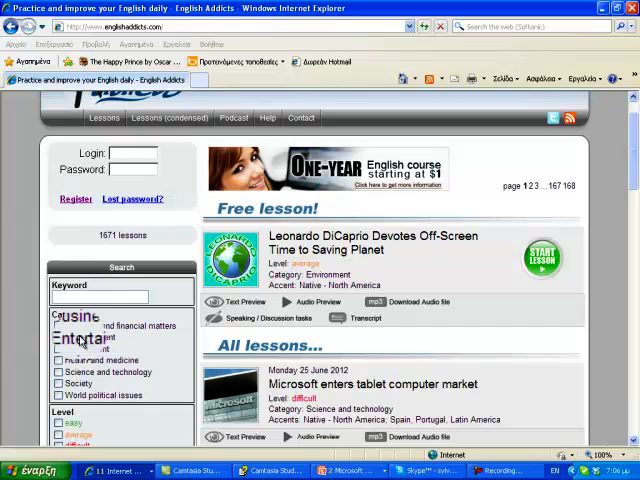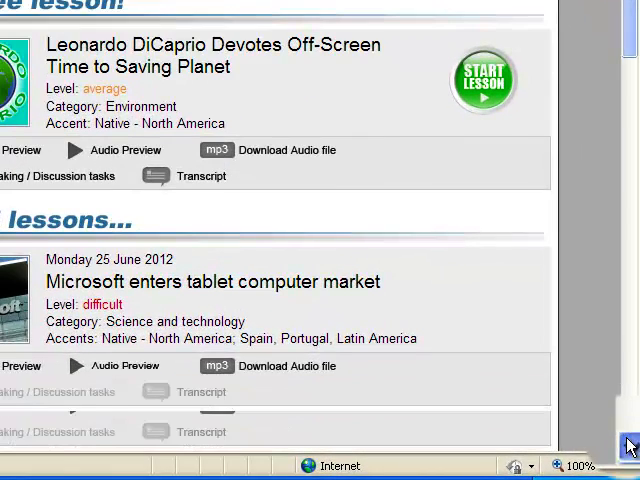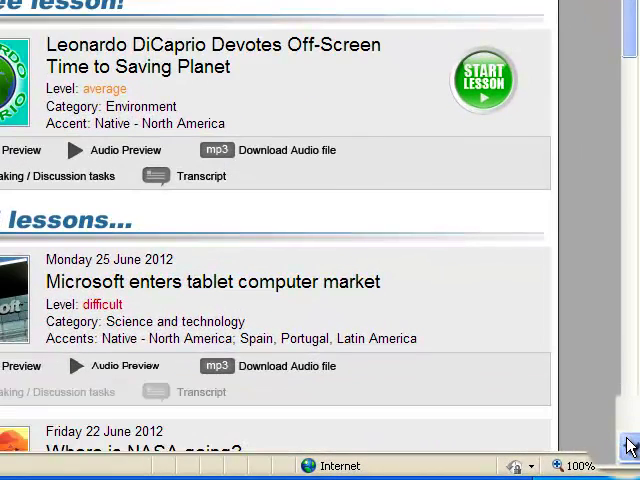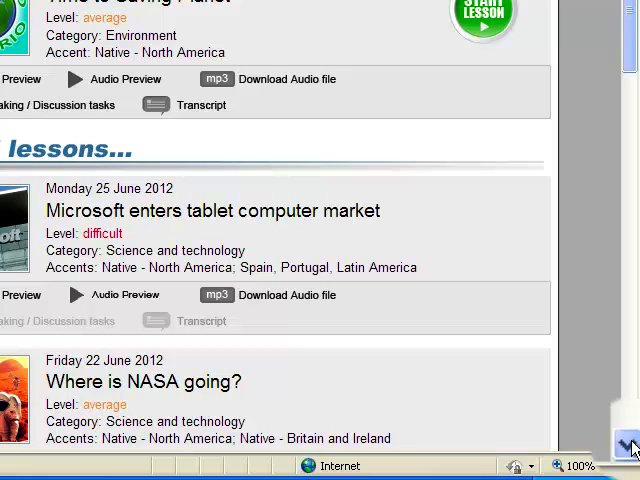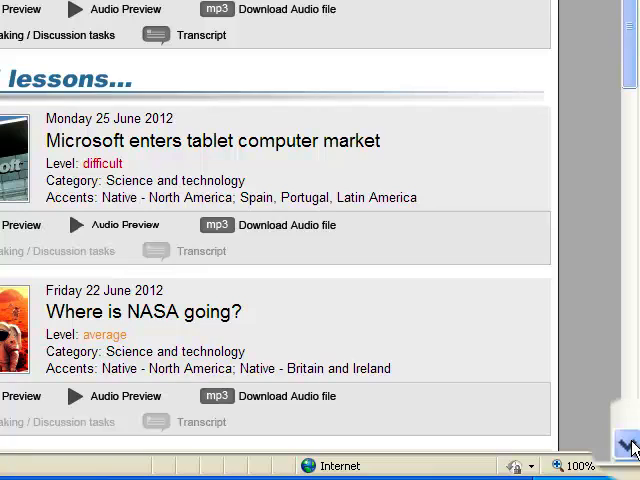Now, here you can see business and financial matters, entertainment, environment, health and medicine, science and technology, society and world political issues. And here we've got the levels: easy, average and difficult. And we've also got something very special indeed, something to do with global English accents. When you choose a topic to study, you also choose which accent you want to listen to.